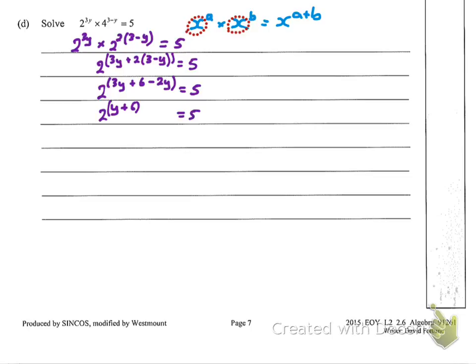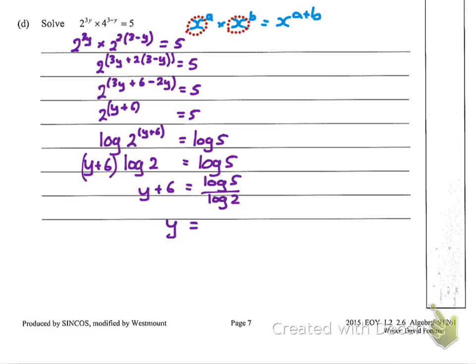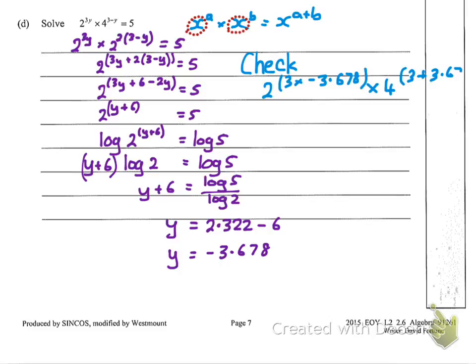When we're solving for powers, we take the log of both sides. So take the log of both sides, bring the y plus 6 out the front, divide by log of 2, finally take off the 6, and you have your answer. And you can check that in the original equation. That's question 3. Here we go for checking, and when I checked it, I found it equaled 4.905. Close enough.